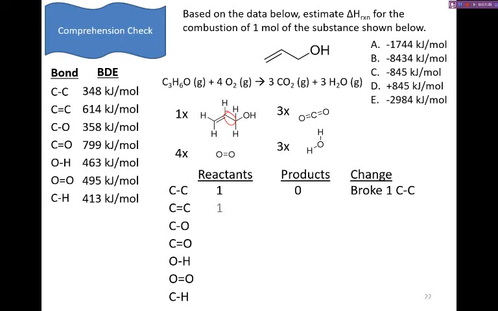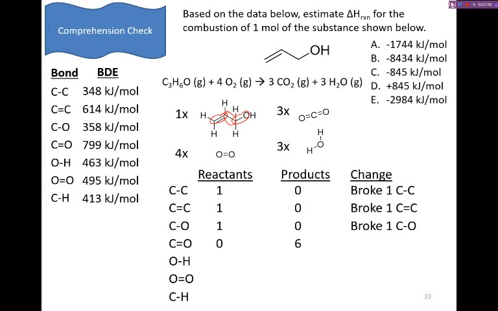Carbon-carbon double bonds, there's 1, and none are formed. Carbon-oxygen single bonds, we have 1 right here, and there's none that are formed. Carbon-oxygen double bonds, there's none, but we form 6, 2 for each carbon dioxide.